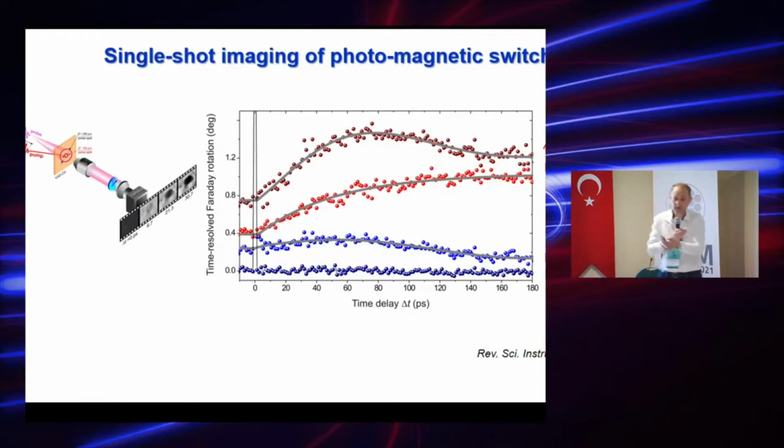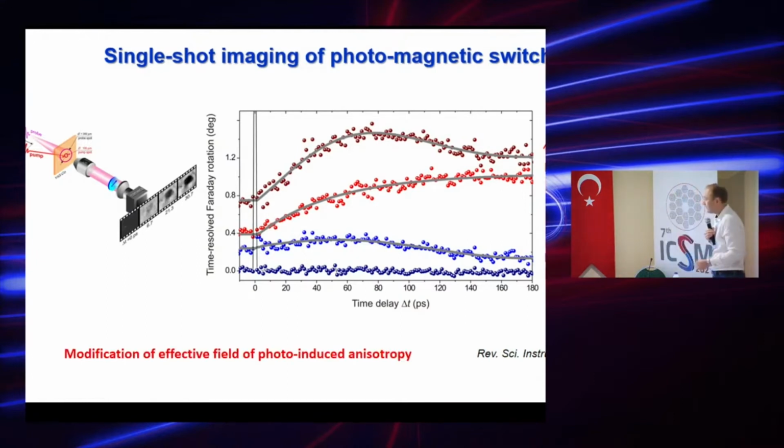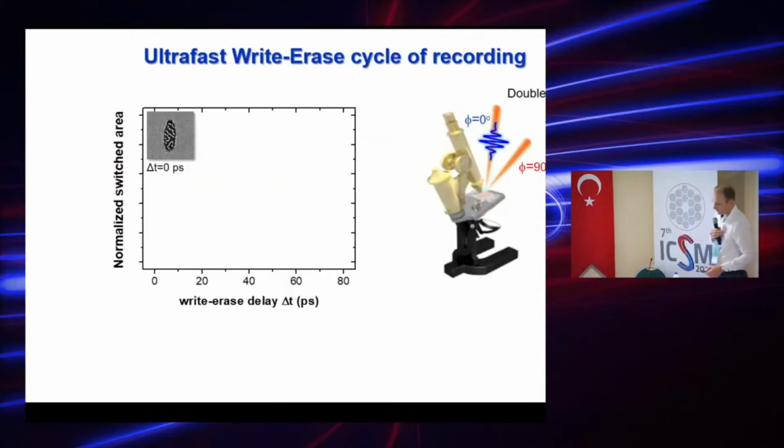anisotropy. If these parameters are very close, we observe that the red point is close to the exponential dependence of the switching. However, if you have a higher value of the photoinduced field of anisotropy, we observe faster switching and a smaller amplitude of magnetization precession, however, only for the switching state. So, at this moment, we have a modification of the effective field of photoinduced anisotropy during magnetization switching.